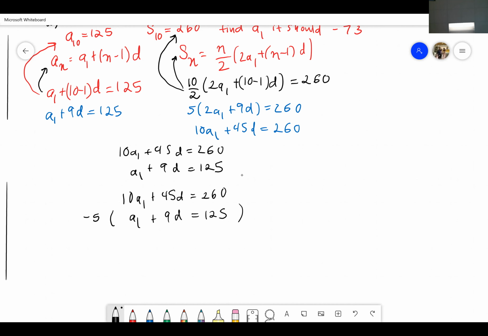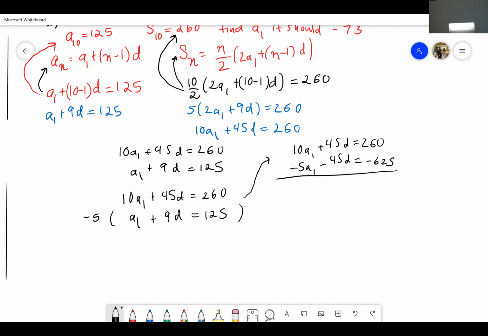Because you still have the top being 10a_1 plus 45d equals 260. And then you have -5a_1 minus 45d equals negative 625, I think. So negative 625.